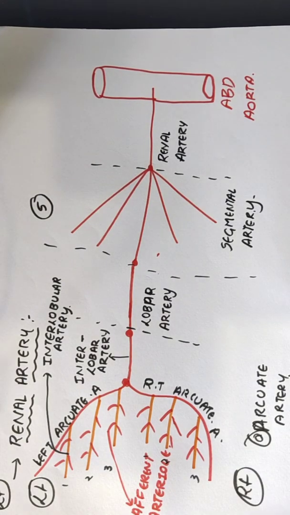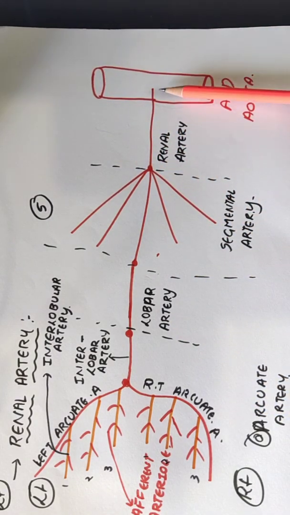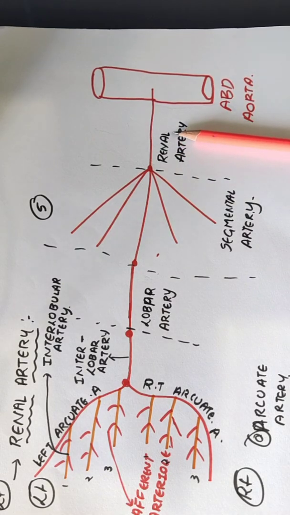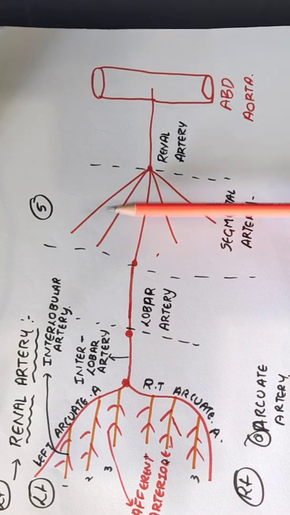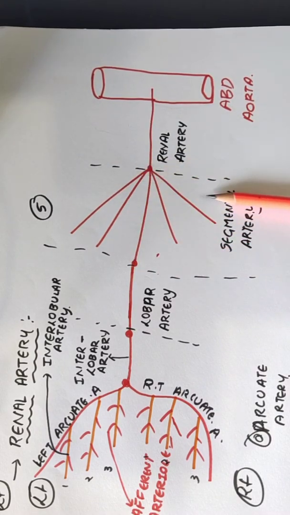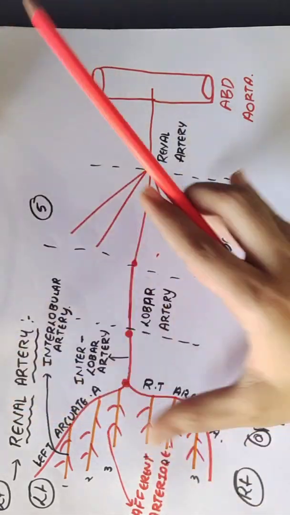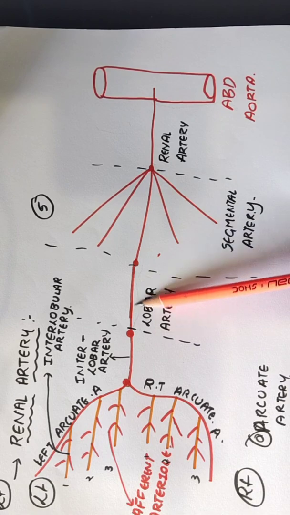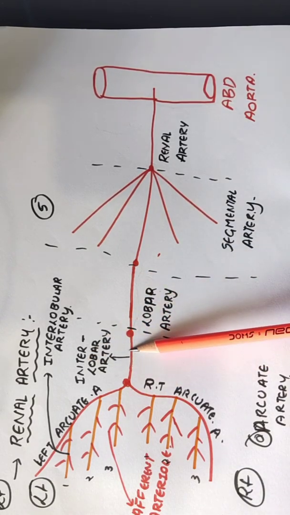So the main artery is the abdominal aorta. The abdominal aorta gives a branch, we know it as the renal artery. The renal artery further gives 5 segments, which are called the segmental arteries. So we'll consider only one segment. This is present in all the 5 segments. If we consider one segment, it continues as the lobar artery, which further continues as the interlobar artery.